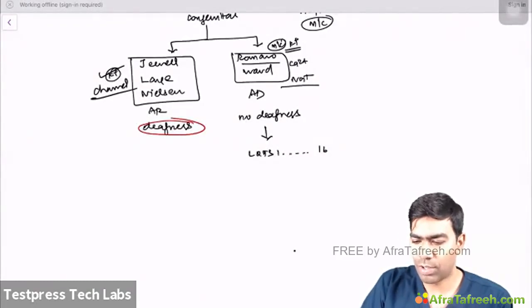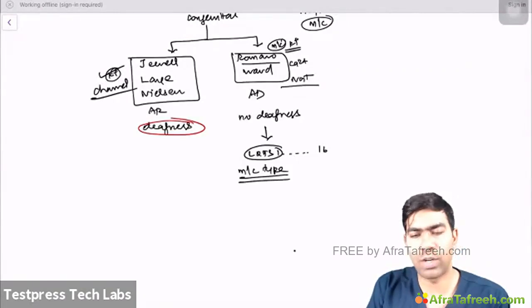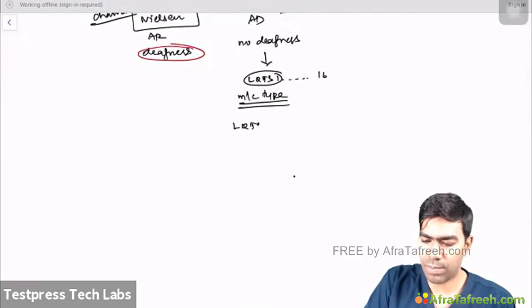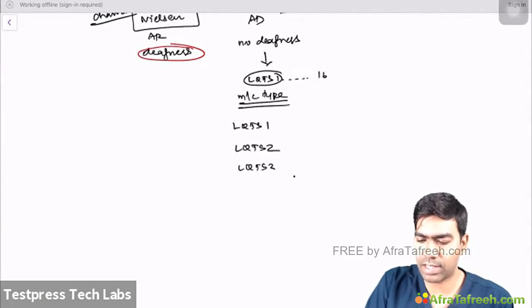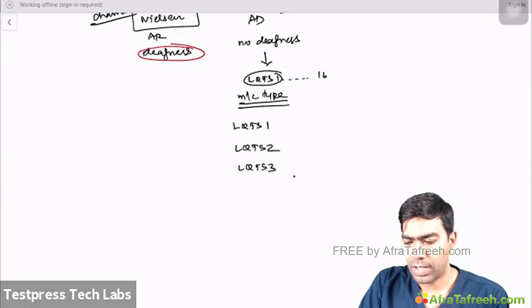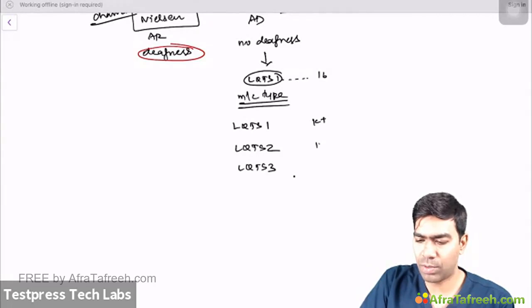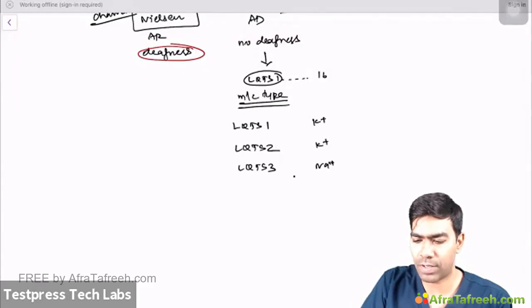So long QT syndrome types 1 to 16 are there. But if they ask you the most common type of long QT syndrome in the world, of course, the answer is LQTS type 1. So basically, you want to know about LQTS type 1, LQTS type 2, and LQTS type 3. LQTS type 1 is due to the potassium channel defect. LQTS type 2 is also due to potassium channel defect, but LQTS type 3 is basically due to sodium channel defect. And this is really important because LQTS type 3 is due to defect in the sodium channel called SCN5A.